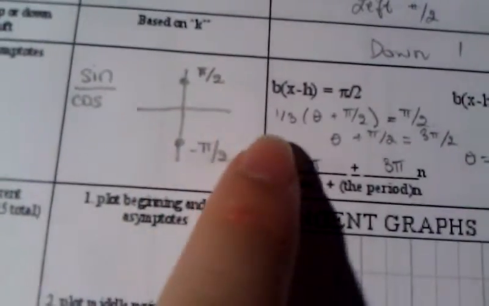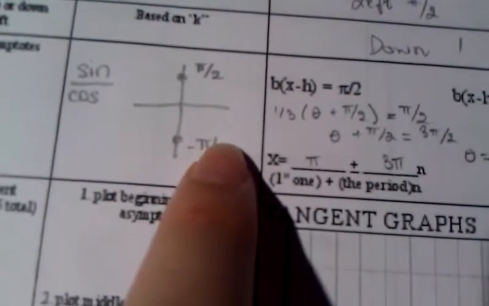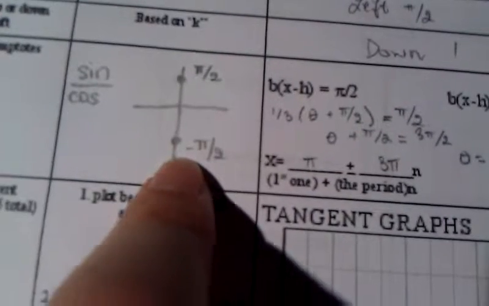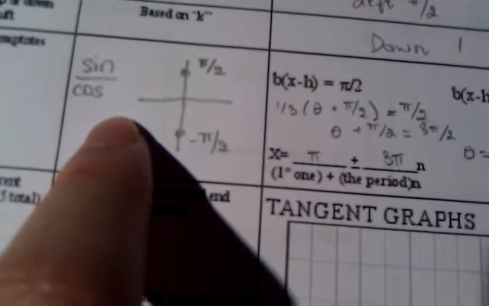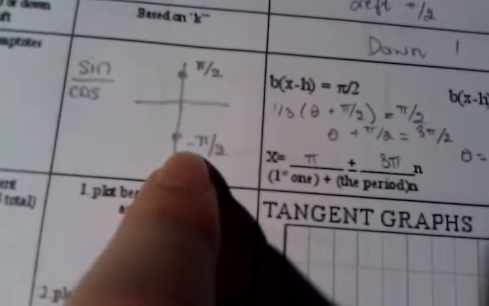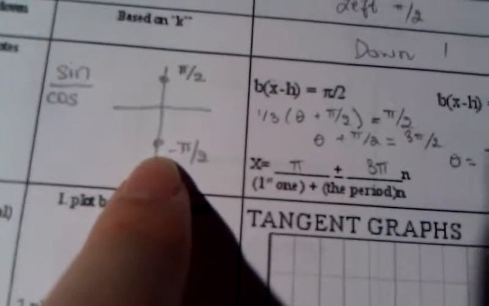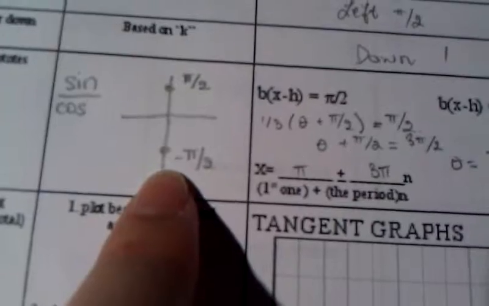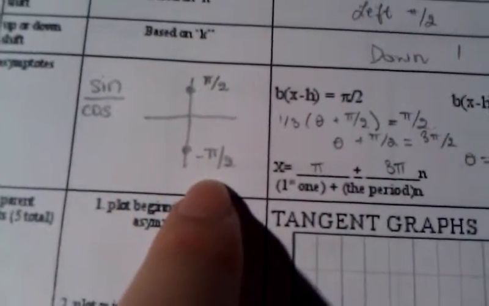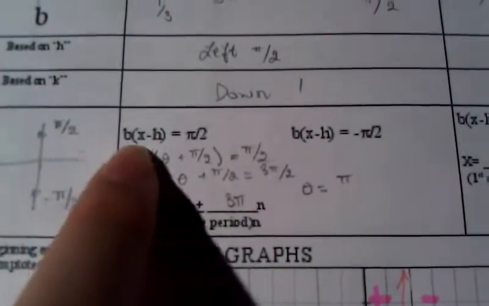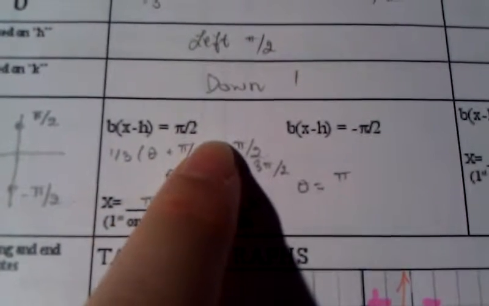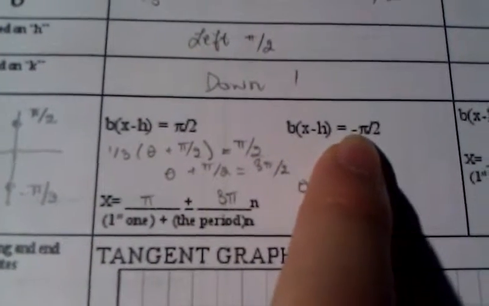For the third and fourth quadrants, we have another asymptote based on cosine of 270 degrees, and it will give us sine over 0 as well, and it is undefined. And to find the asymptote, we actually have the formula: B times (x minus h) equals pi over 2, or negative pi over 2.